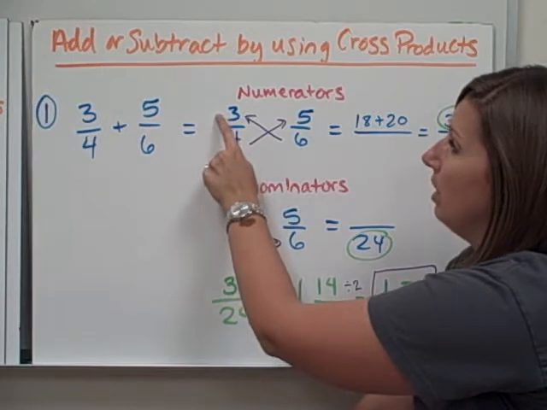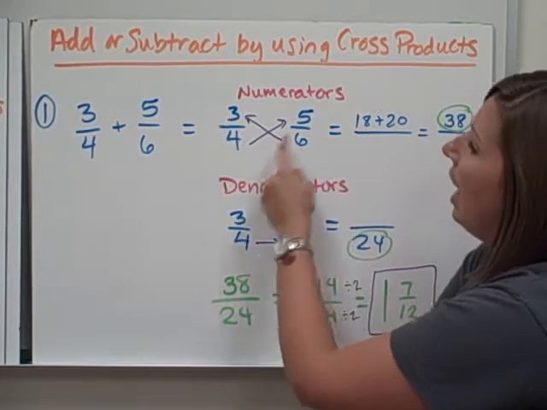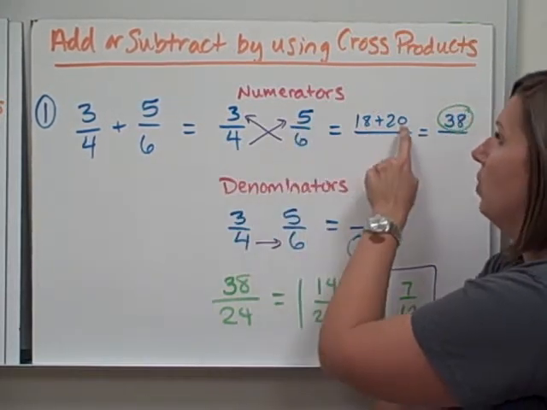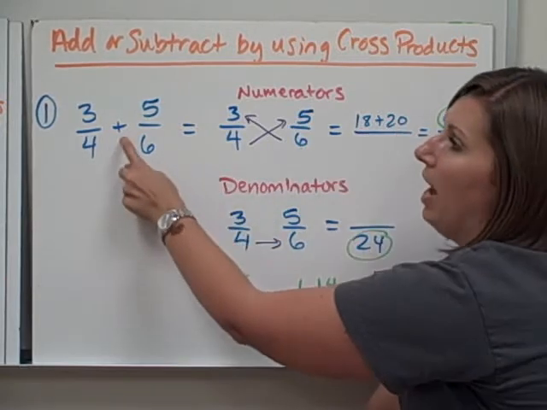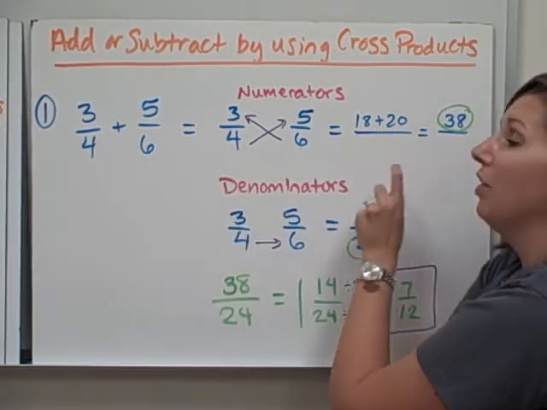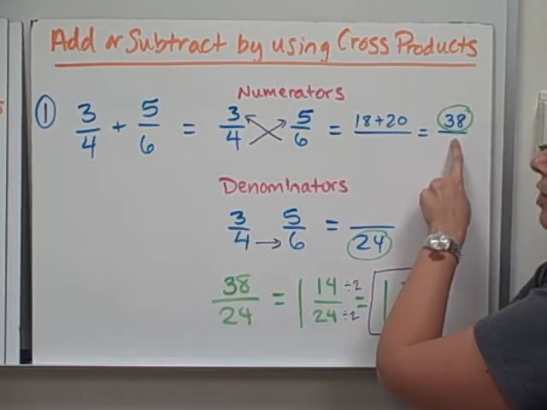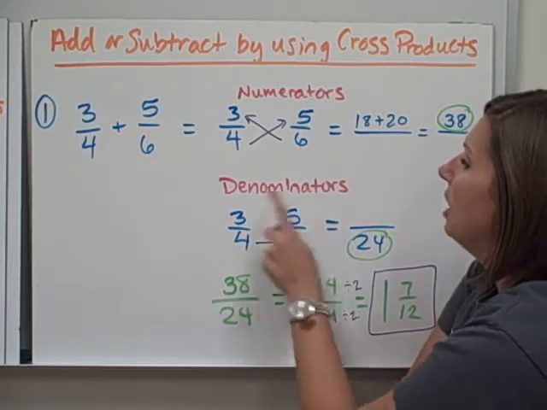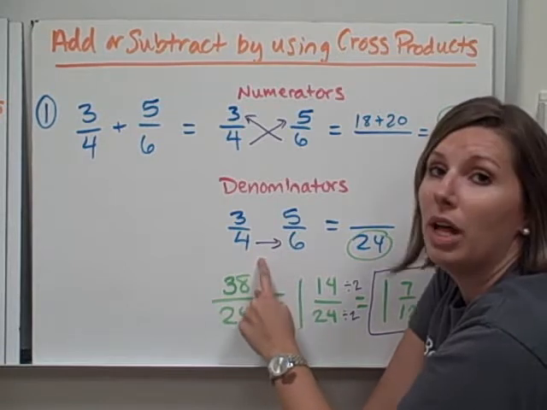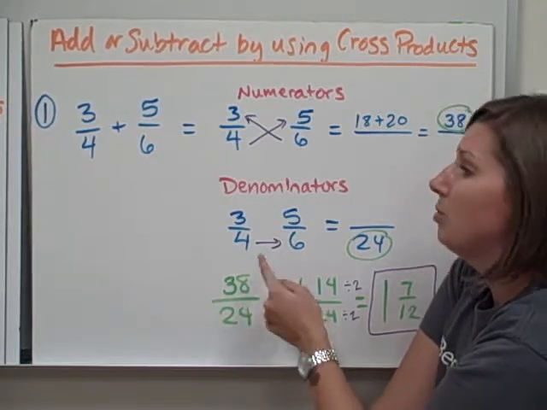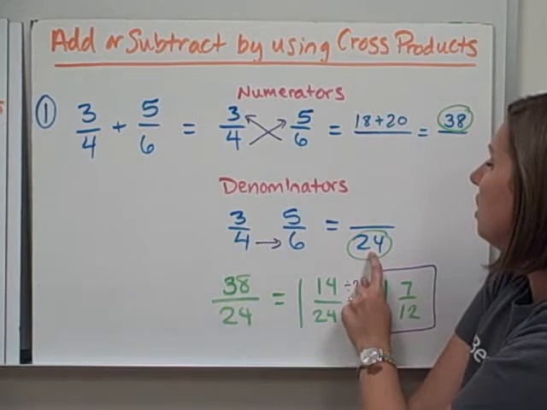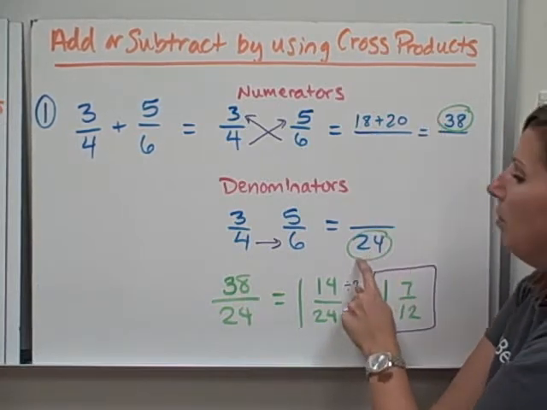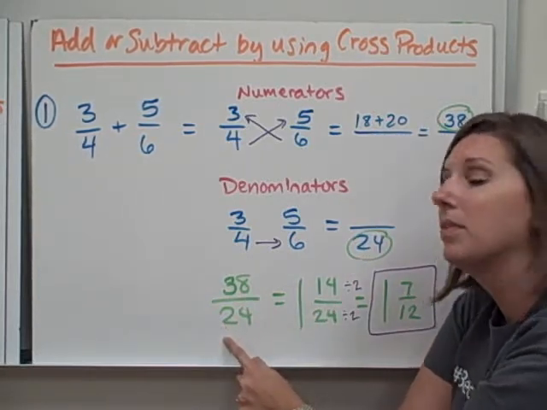6 times 3 is 18. And 4 times 5 is 20. And since I'm adding fractions, I'm adding those together. So 18 plus 20 is 38. That will be my numerator. For my denominators, I'm literally just multiplying 4 and 6. I just multiply the denominators, I got 24. So I'm going to put my numerator on top of my denominator and rewrite it down here.